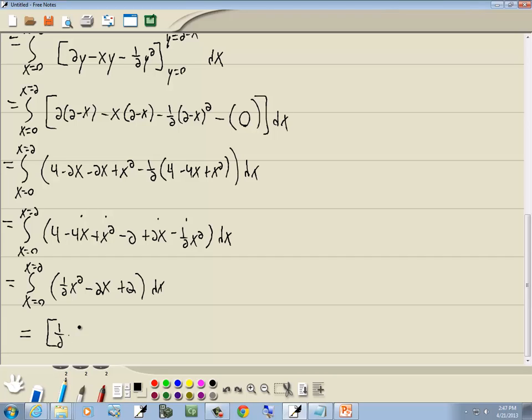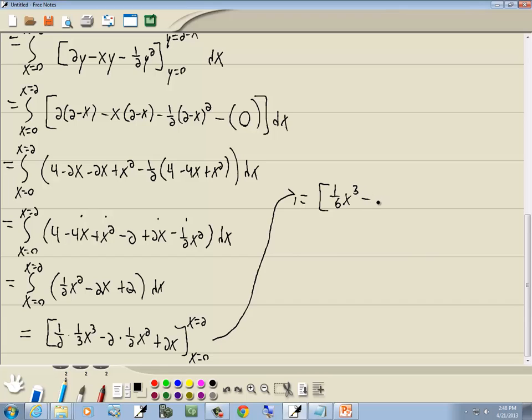So I've got 1/2 times 1/3 x to the third minus 2 times 1/2 x squared plus 2x from x equals 0 to x equals 2. Which gives us 1/2 times 1/3 is 1/6 x to the third, minus 1/2 times 2 cancels, so that gives us x squared, plus 2x from x equals 0 to x equals 2. So we'll plug these in now.